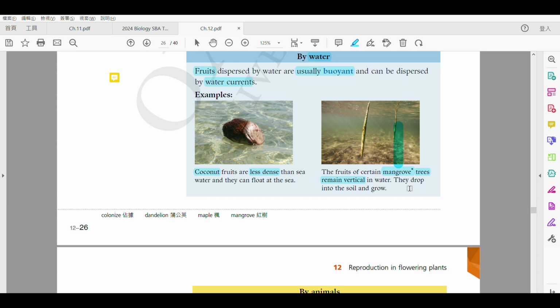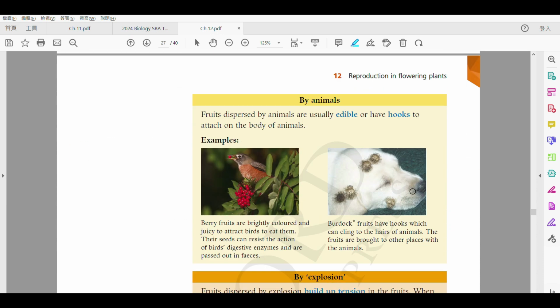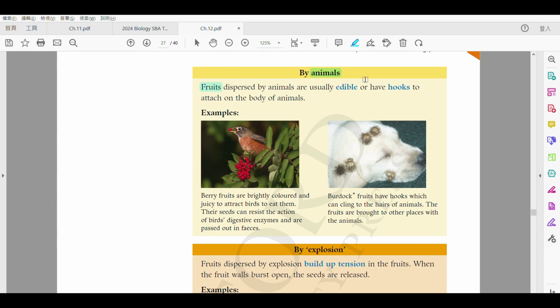Okay, so next two. Let's be quick. So next two is by animals. So this one is very easy. By animals，通常 of course they must be tasty. We are animals as well. So we will not choose some not tasty fruits, right?